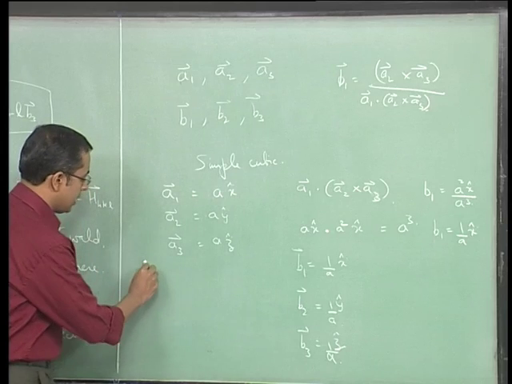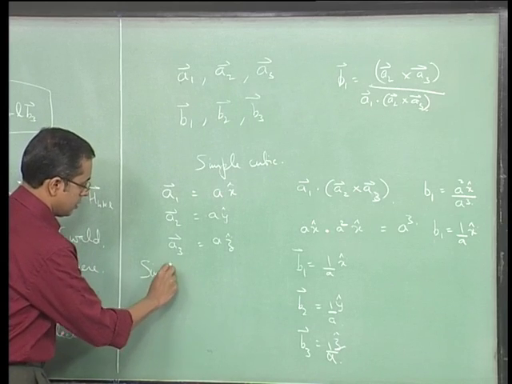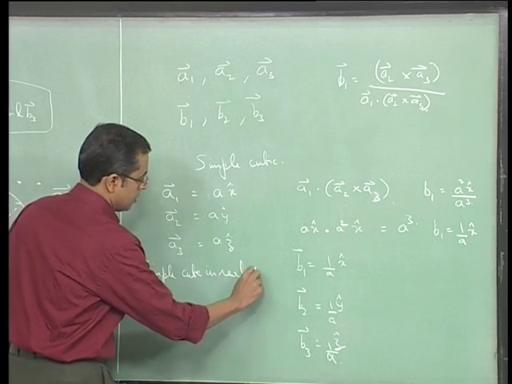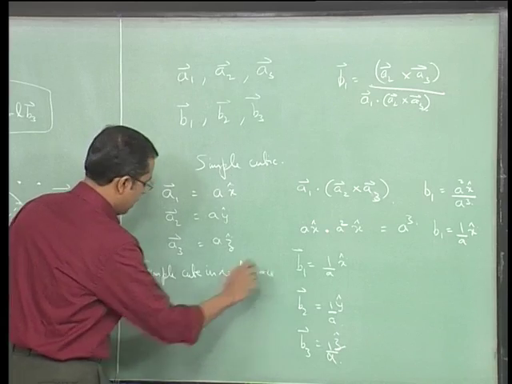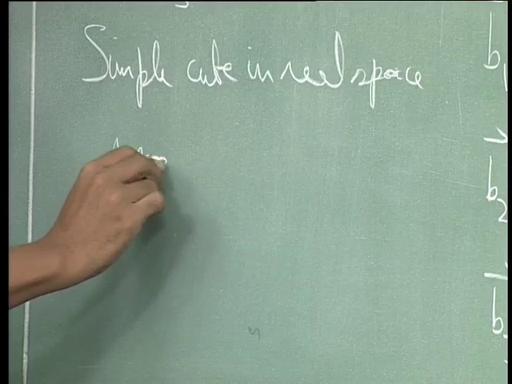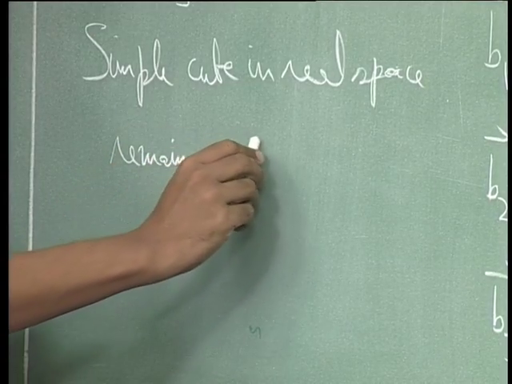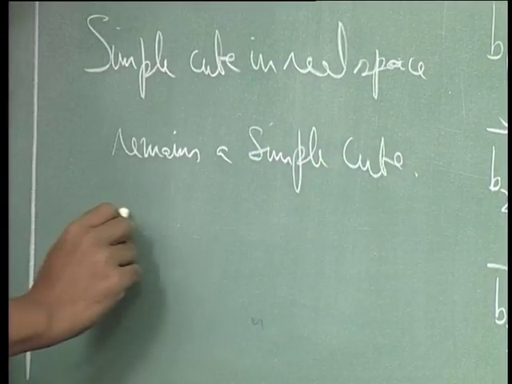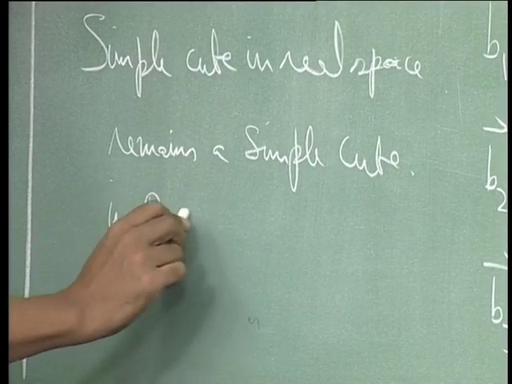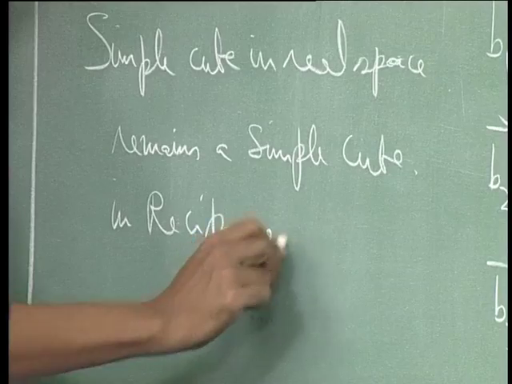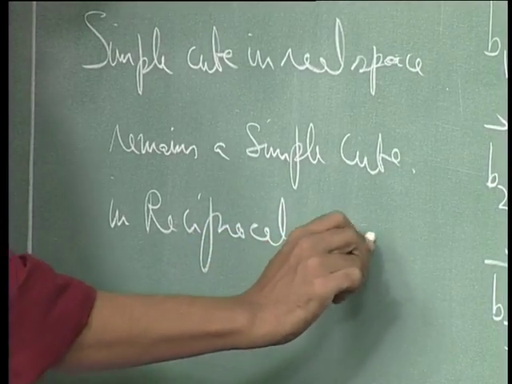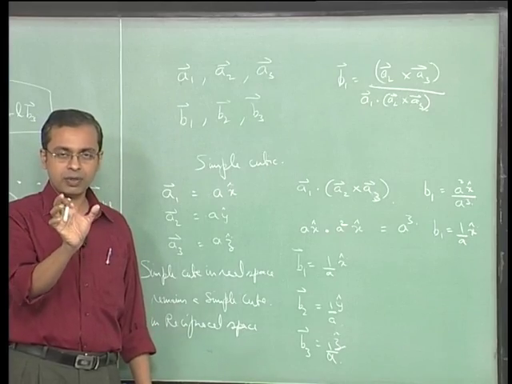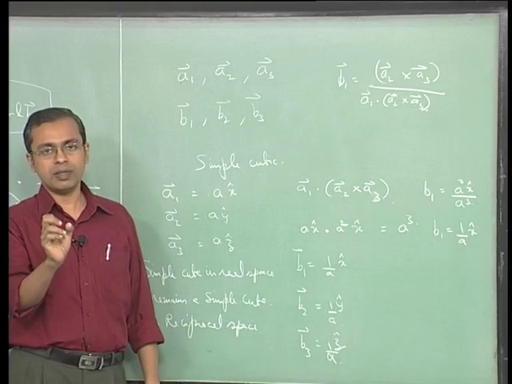So a simple cube in real space remains a simple cube in reciprocal space. It is only that the dimension of the cube has changed: it was a cube of side A, and it is now a cube of side 1 by A.